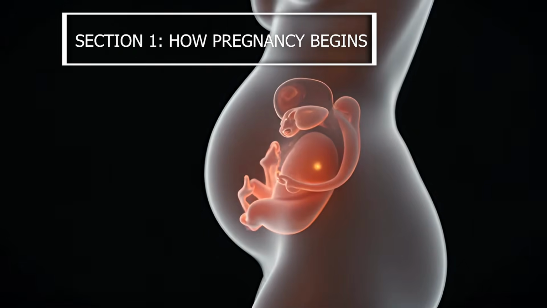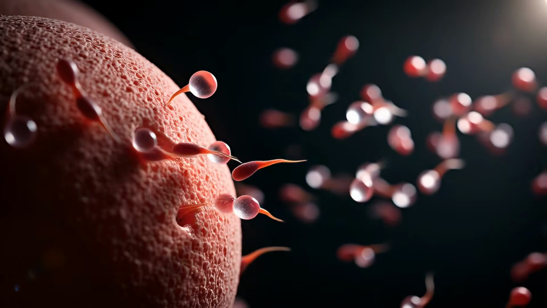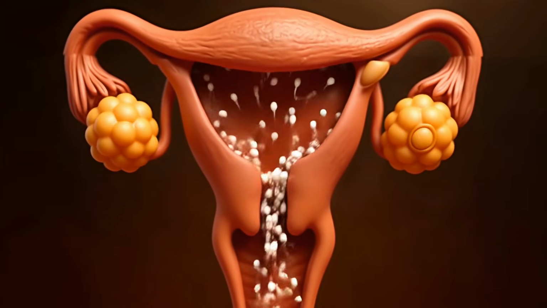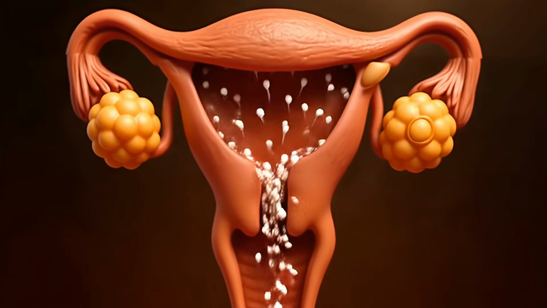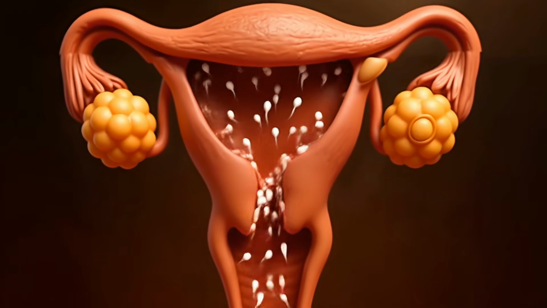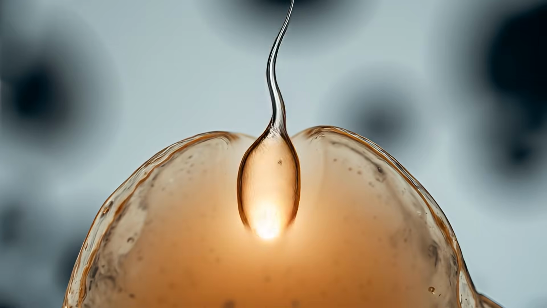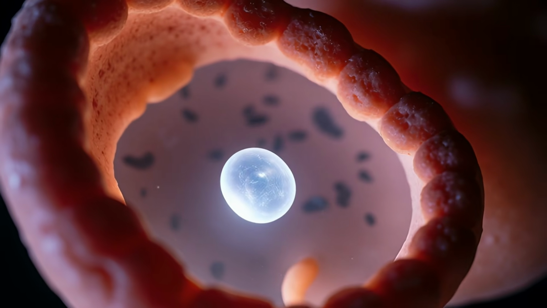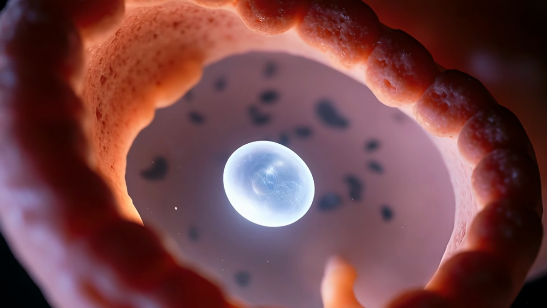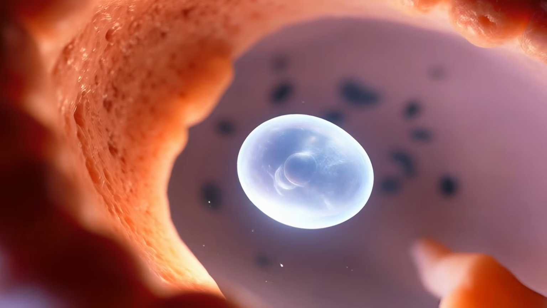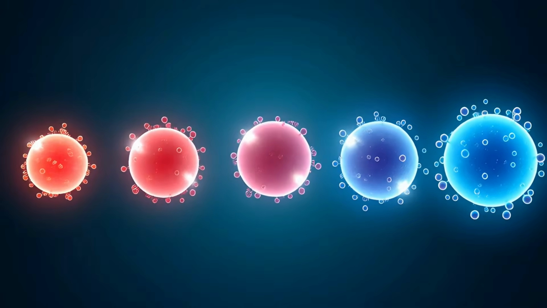Pregnancy begins when a sperm cell successfully meets and fertilizes an egg. This usually takes place in the fallopian tube, which connects the ovaries to the uterus. Out of millions of sperm cells, only one is able to enter the egg. The moment this happens, something incredible takes place. A completely unique genetic combination is formed. This single cell now contains all the information needed to develop into a human being.